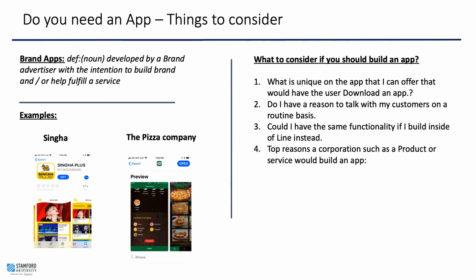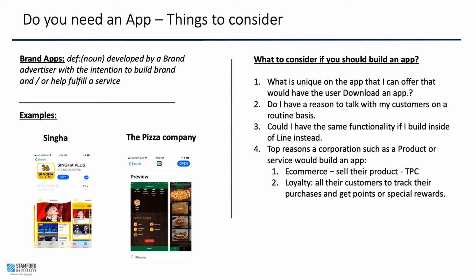So the top reasons a corporation such as a product or service, like Singha or Pizza Company, should consider an app would be the following. E-commerce, like I mentioned earlier, the TPC example there. Loyalty. So all their customers can track their purchases and get points or special rewards. I belong to a lot of loyalty programs where I go quite often, so I'll download the app. Makes sense.